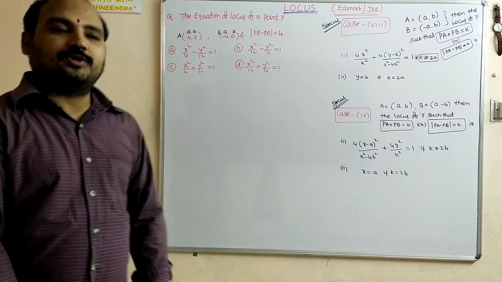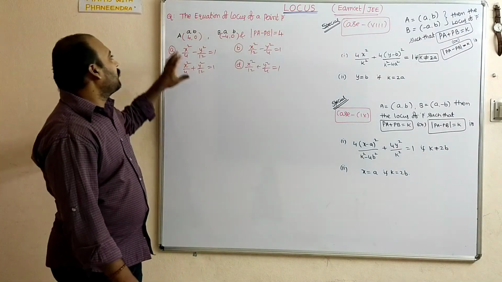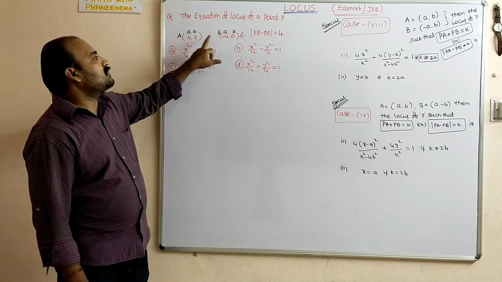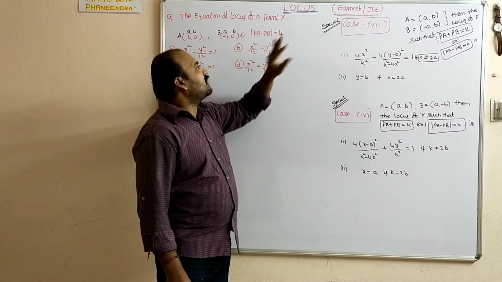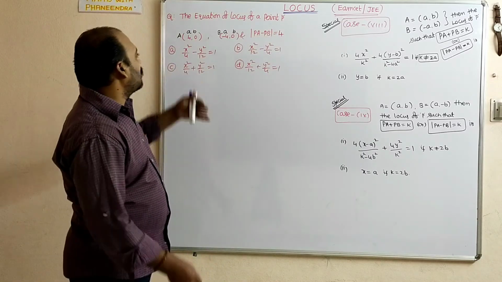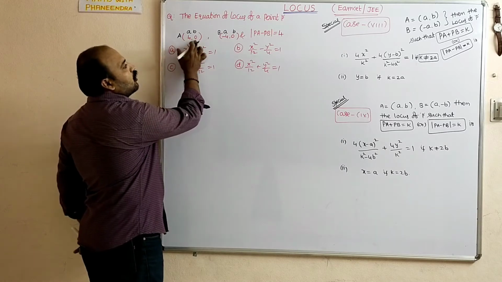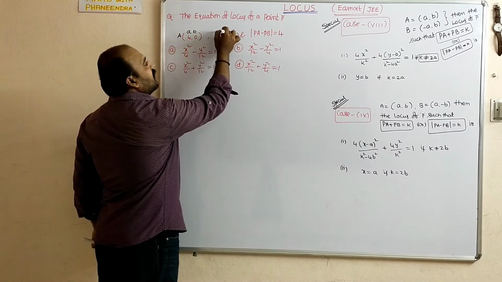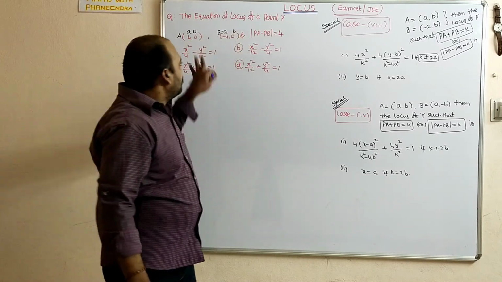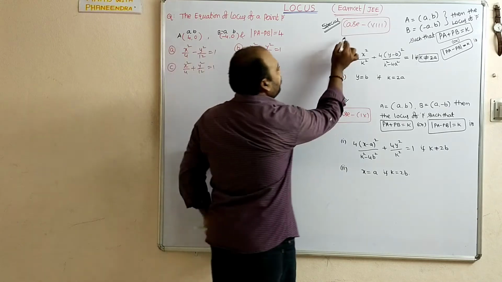The next question. The equation of locus of point P, with A (4, 0) and B (-4, 0), such that mod PA minus PB equal to 4, is asked. See here, observe the points (4, 0) and (-4, 0). It looks like (a, b) and (-a, b). This format will be there in this case.